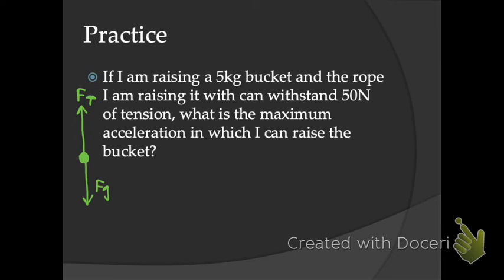Now, it says I'm raising a 5 kilogram bucket and the rope can withstand 50 newtons of tension. What's the maximum acceleration I can use to raise the bucket? So here's my free body diagram. That's it. No other forces are acting on it. Just my tension and my gravity. So I'm going to write out my net force equation. F net equals tension minus gravity. Right? Positive forces minus negative forces.